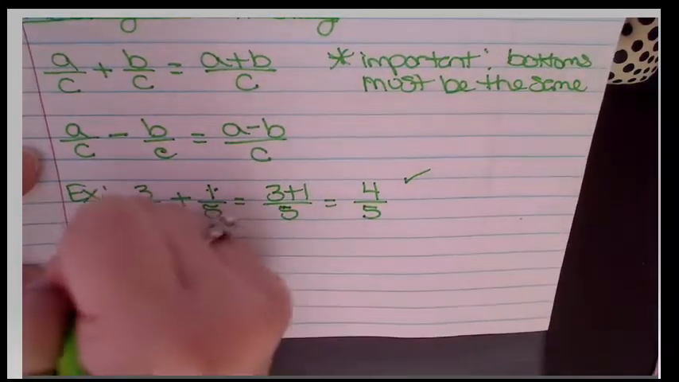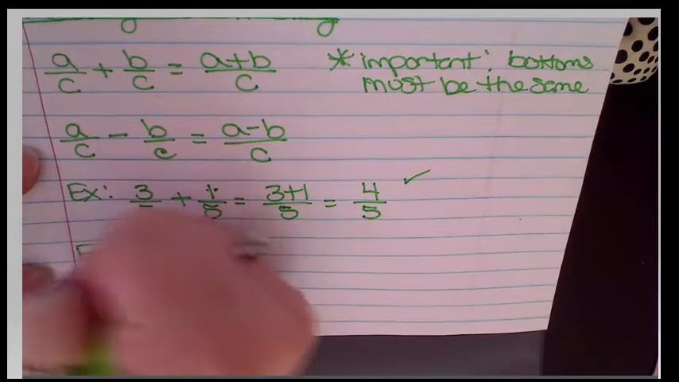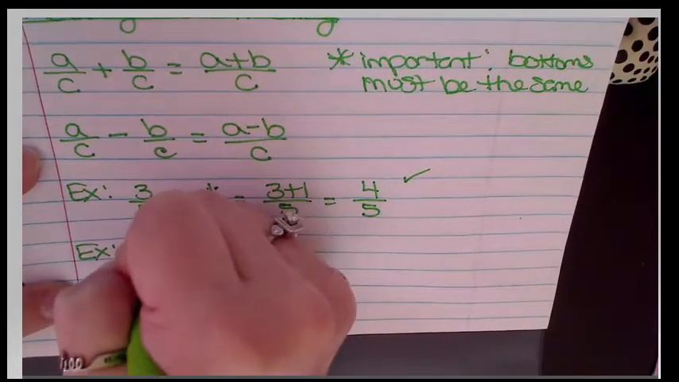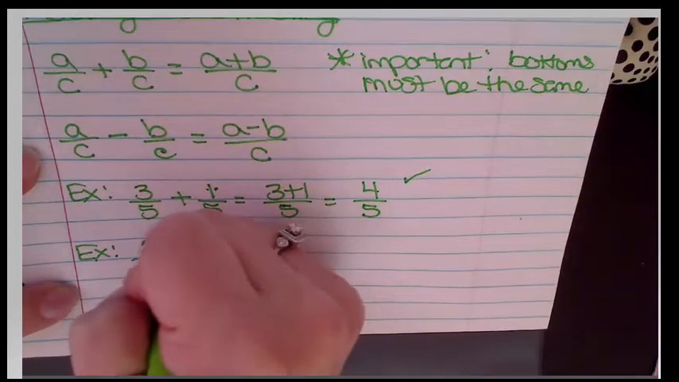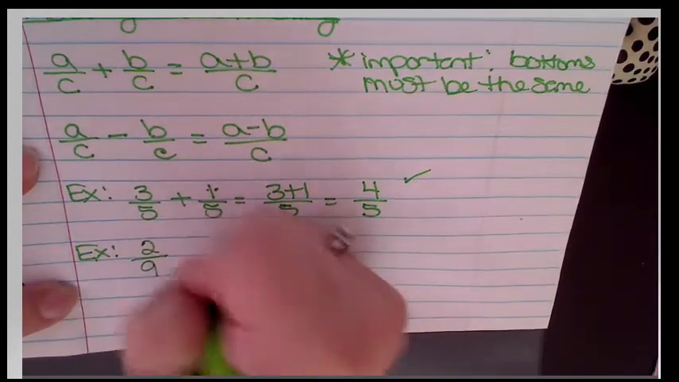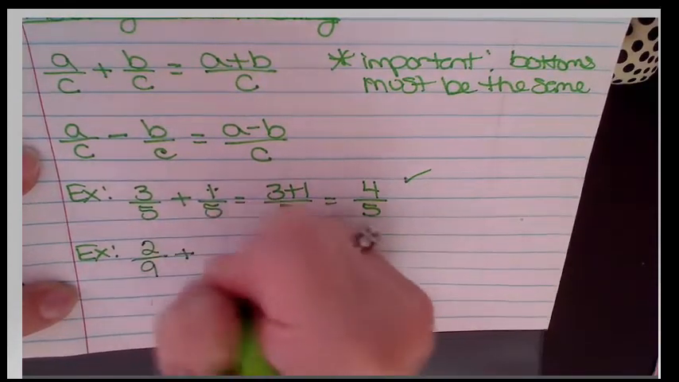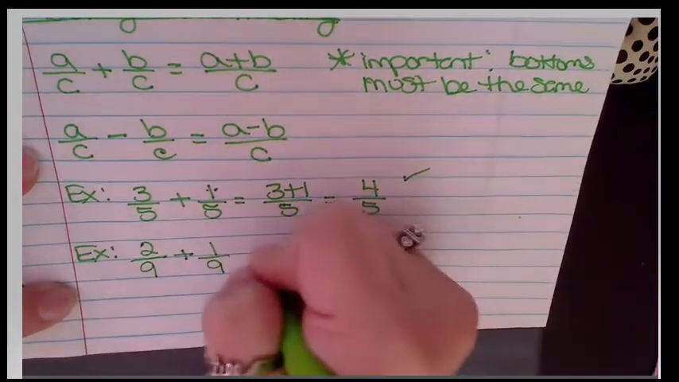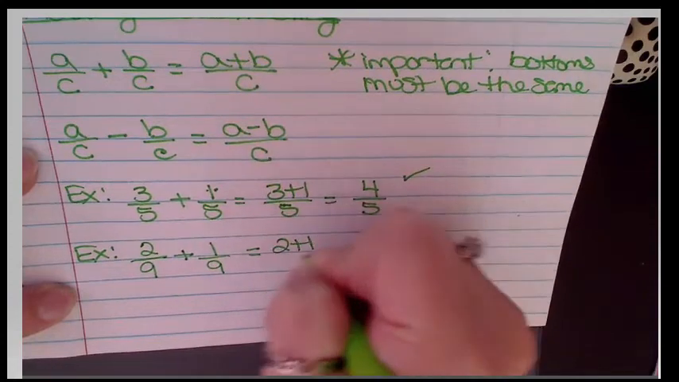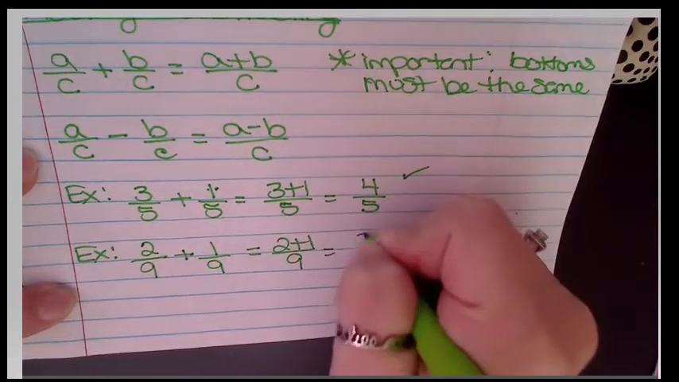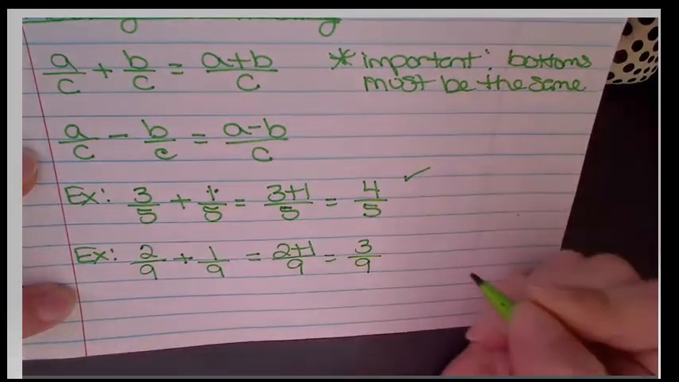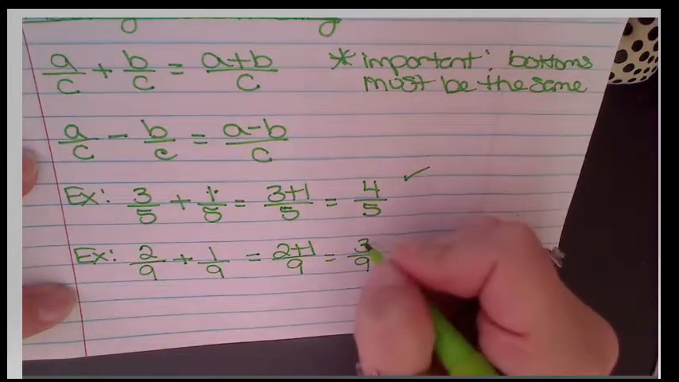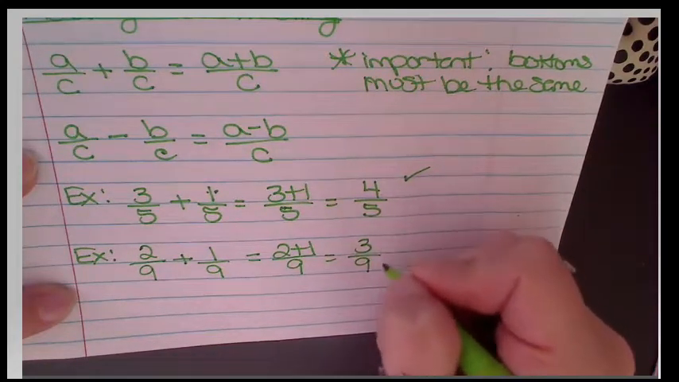Let's do one more. What if we had 2 over 9 plus 1 over 9. Bottoms are the same, so that's okay. We have 2 plus 1 over 9, which gives us 3 over 9. We did the addition part, we're good to go? Or is there something that needs to be simplified?